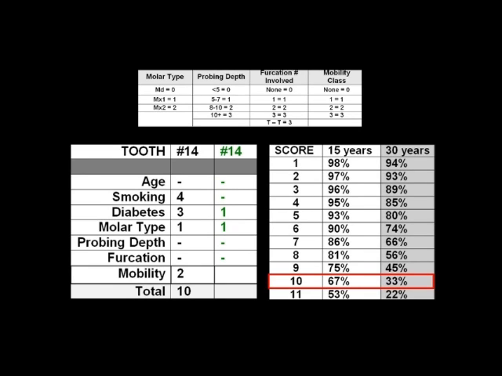But by controlling the inflammatory response as well as controlling the diabetes, we're going to get a much healthier tissue, and the mobility is going to decrease. So we're down to a 3, and what does a 3 tell us? A 96% chance of keeping the teeth for 15 years.